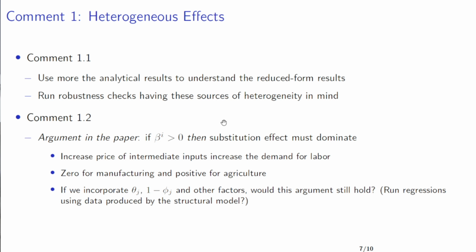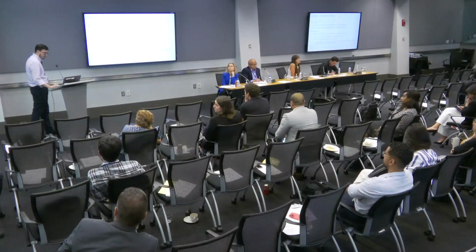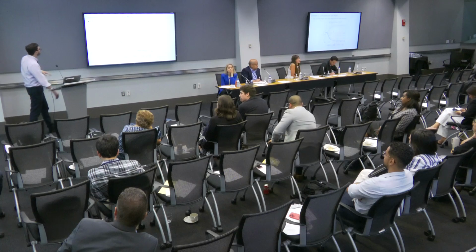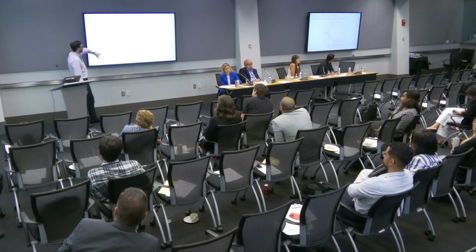So for example, one of the arguments of the paper is this beta is larger than 0, for example, for the agricultural sector. And for me, it was not entirely clear if this would still hold if we consider all of those sources of heterogeneity. It might hold or it might not, but I think it would be useful to discuss this more in the paper. So the second thing is related to the output and the quantitative model.